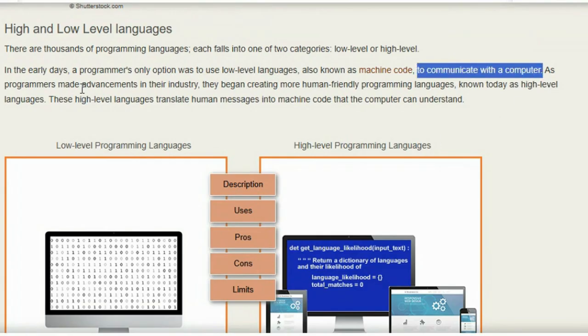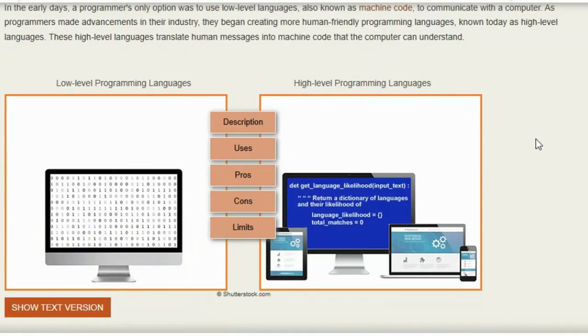And as programmers made advancements in their industry, they created more human-friendly programming languages. Today, we call those high-level languages. These high-level languages can translate human messages into machine code that computer can understand. Right? Like just putting the word print is a high-level language, because print doesn't mean anything to the computer, but once it translates it to zeros and ones and tells it what print means, it knows what to do.